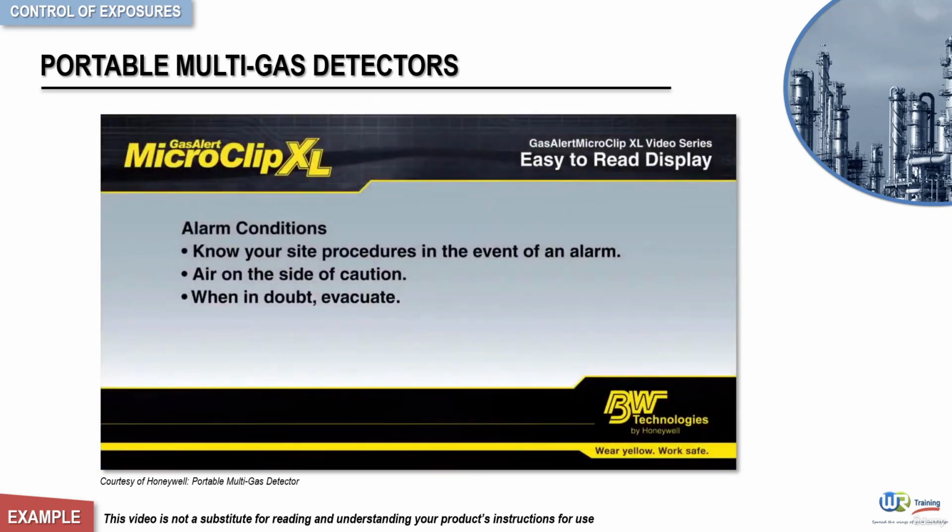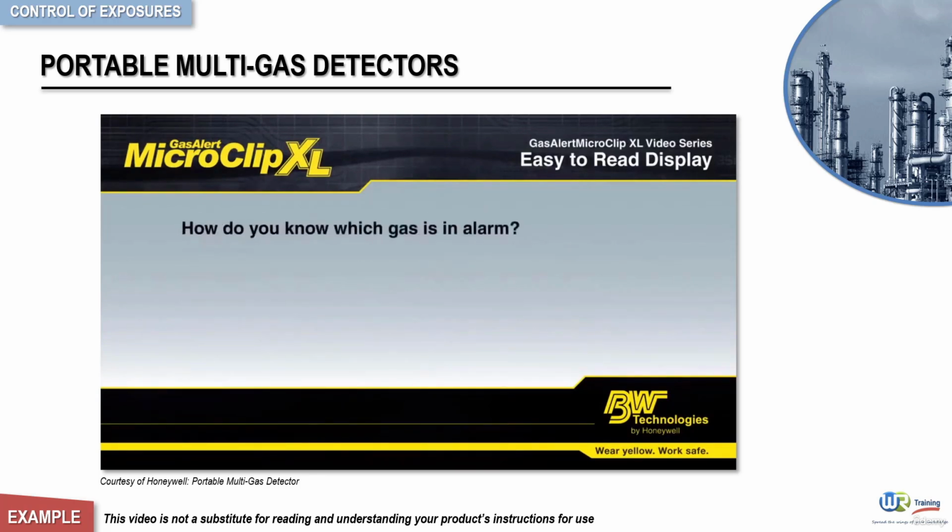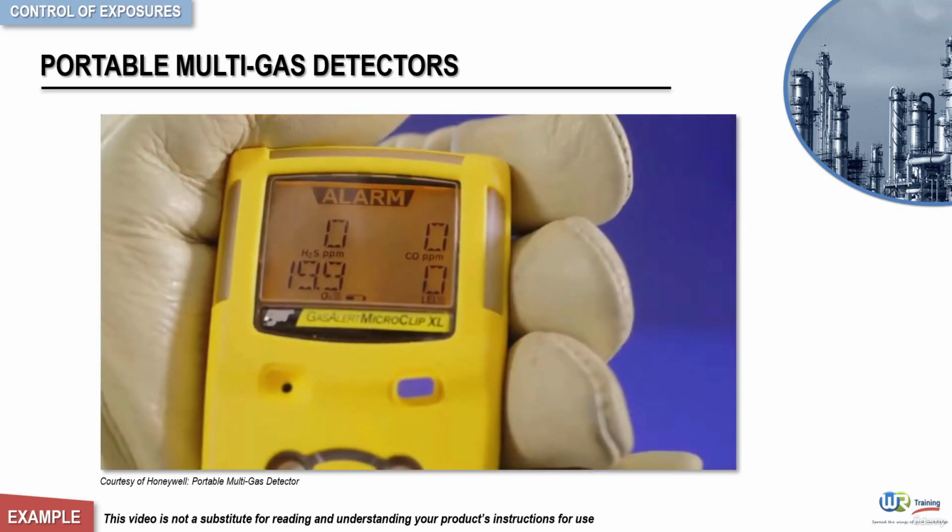Hopefully, you never encounter an alarm. In the event you do, follow your evacuation protocols and your site procedures. How do you know which gas is in an alarm condition? The gas below the reading will flash. In this case, the oxygen sensor is in alarm.